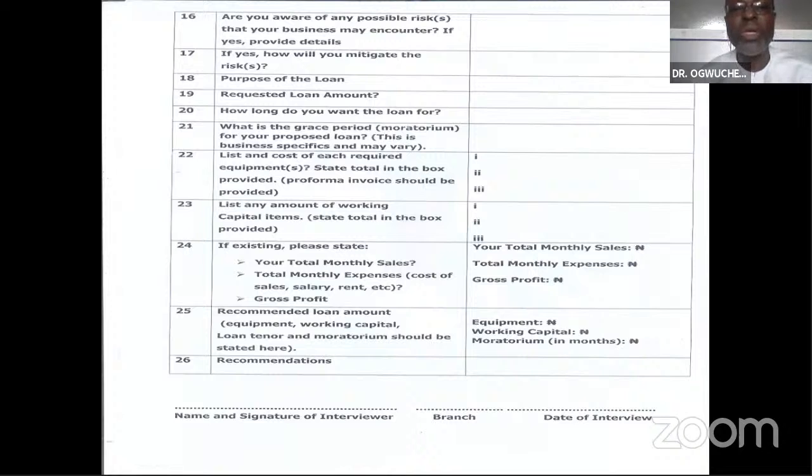And if you are aware of those risks, if yes, how will you mitigate? How will you mitigate this risk? How will we be able to prevent these risks? That's what they are asking in terms of mitigation.